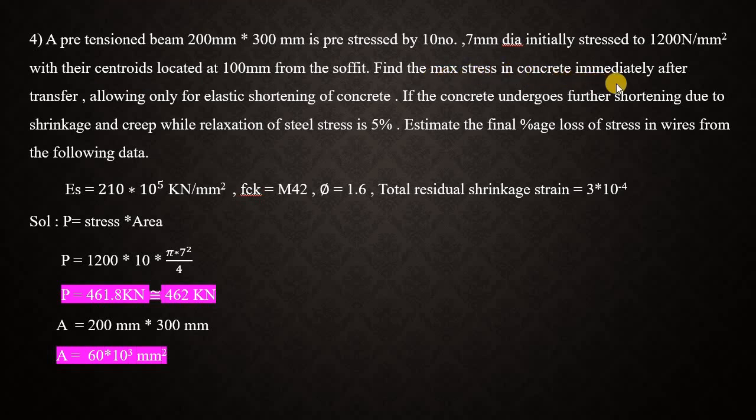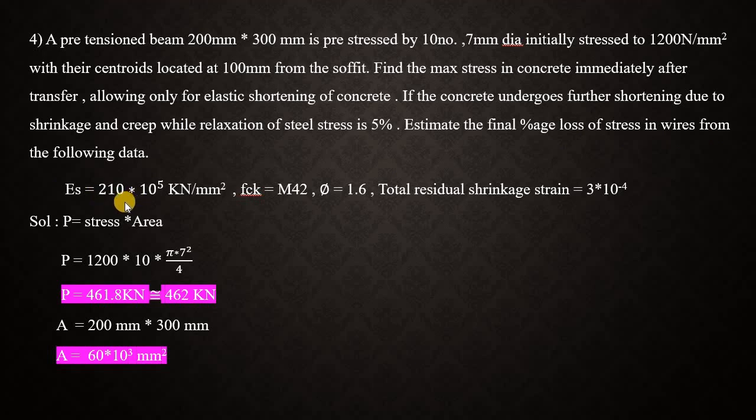Find the maximum stress in concrete immediately after transfer, allowing only for elastic shortening of concrete. If the concrete undergoes further shortening due to shrinkage and creep, while relaxation of steel stress is 5%. Estimate the final percentage loss of stress in wires from the following data.